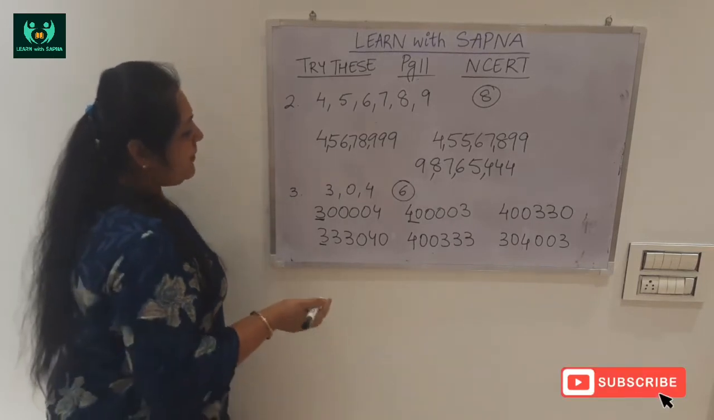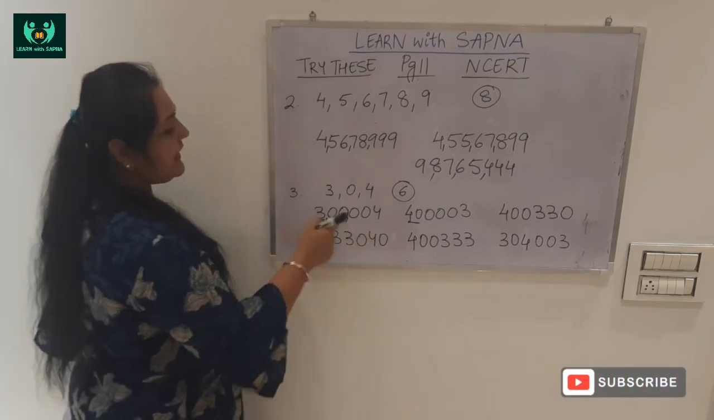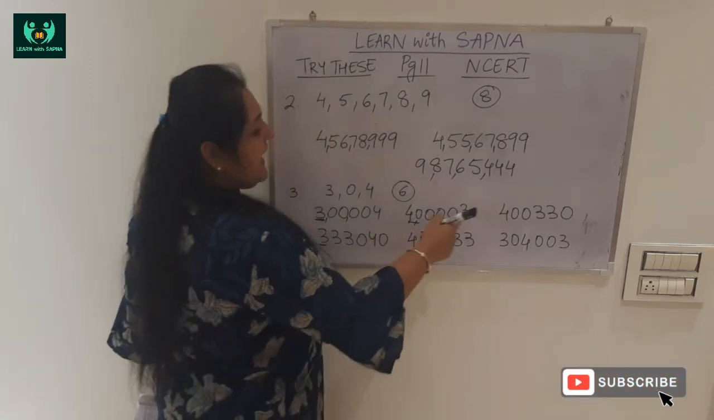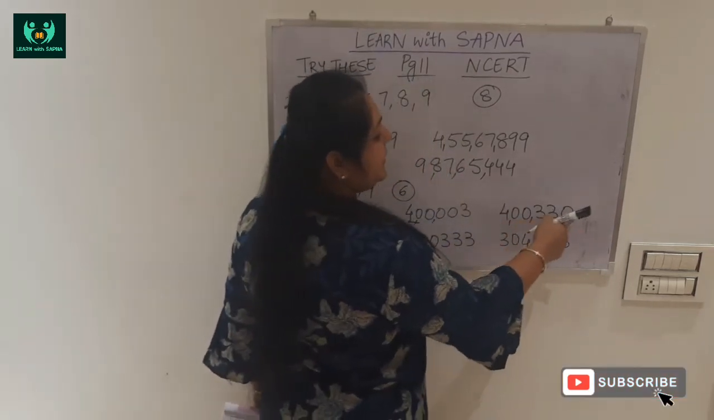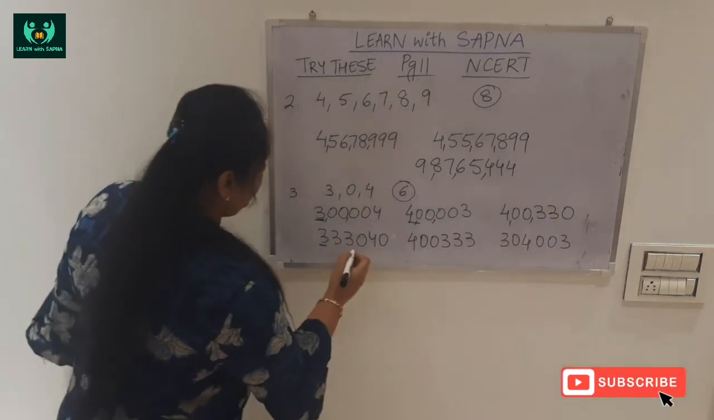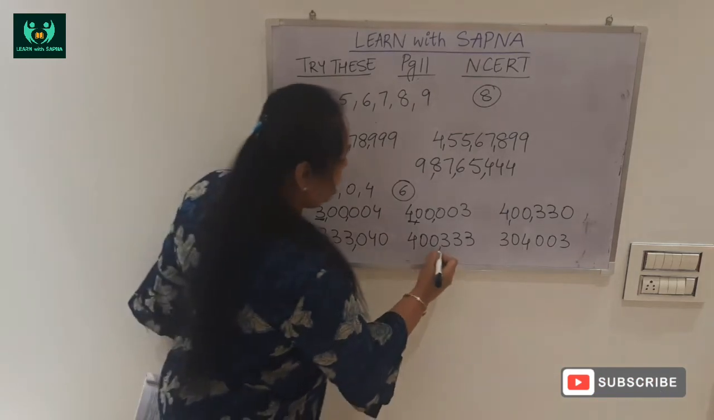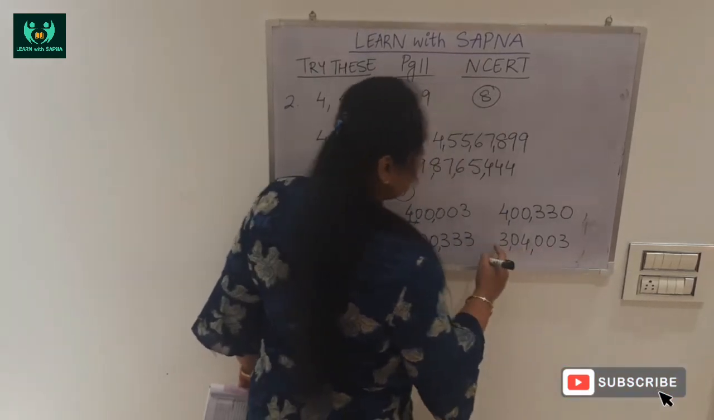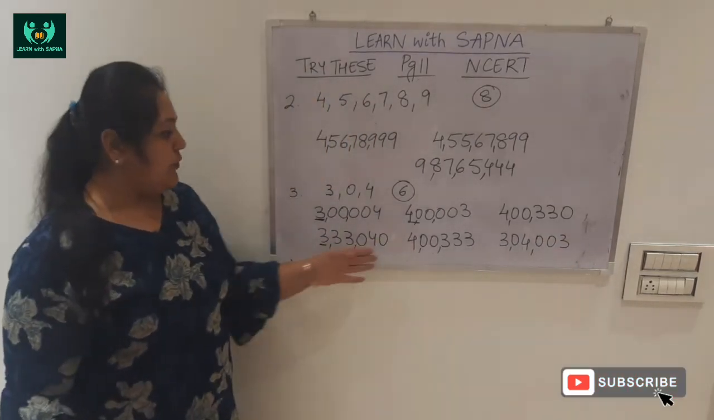So let's put the commas. Ones, tens, 100, 1000, 10,000. This becomes 3 lakh and 4. This becomes 4 lakh and 3. This becomes 4 lakh 330. Here 3 lakh 33,040. 4 lakh 333. 3 lakh 4,003. This is how you read them. This is how you put the commas.